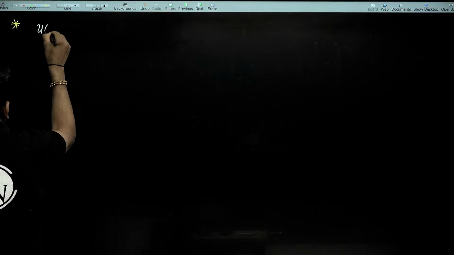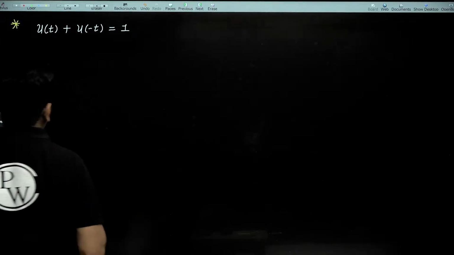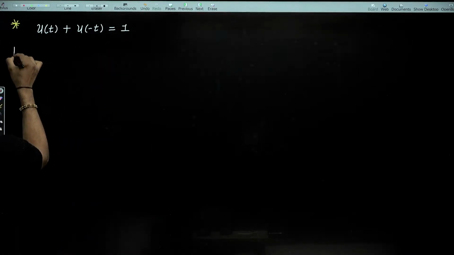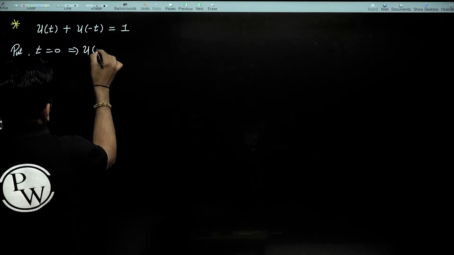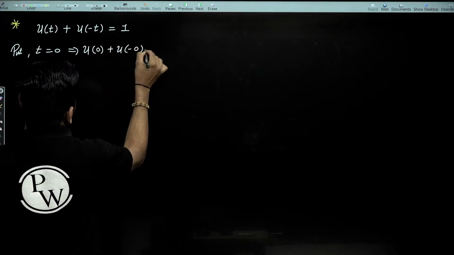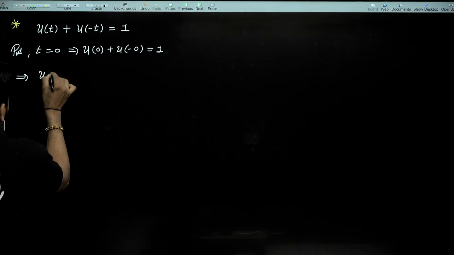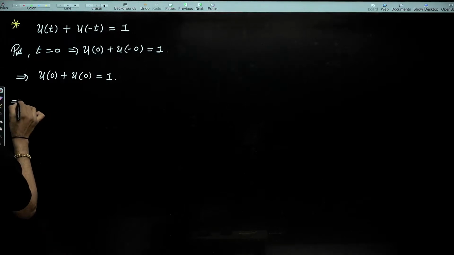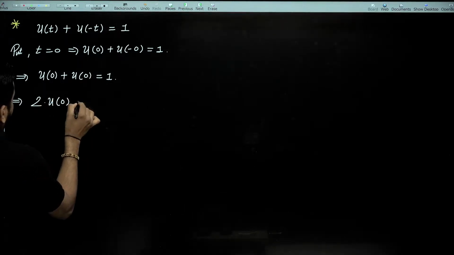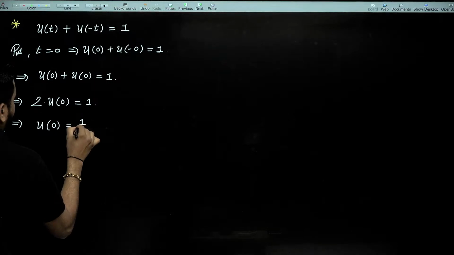Now see the observation. We got u of t plus u of minus t equal to 1 for all t. Now put t equal to 0. It will be u of 0 plus u of minus 0, which is equal to 1. Plus 0 and minus 0 are both the same, so this is 2 times u of 0, which is equal to 1. So this indicates u of 0 is equal to 1 by 2.